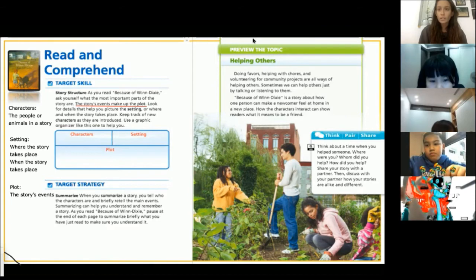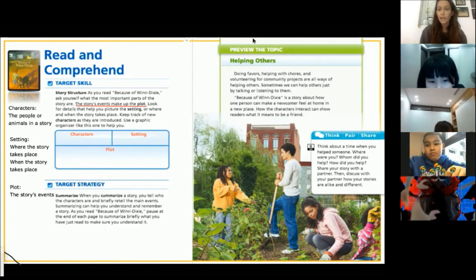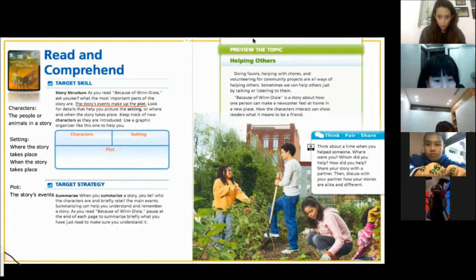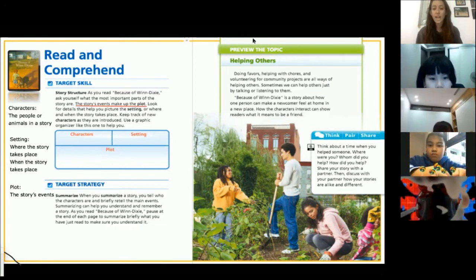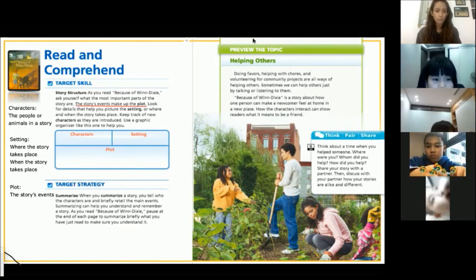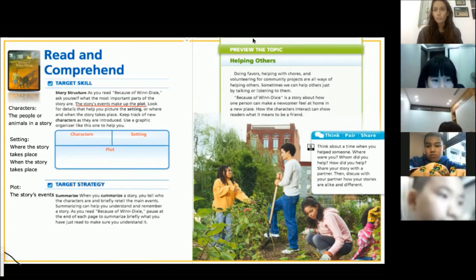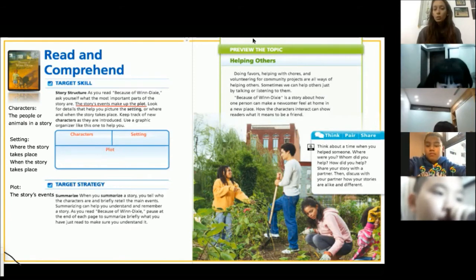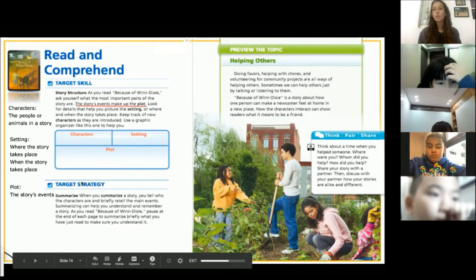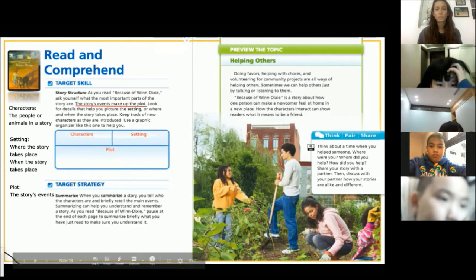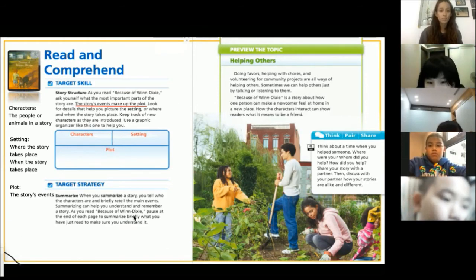Part of understanding story structure is recognizing the most important parts of a story. Okay, so that can be the beginning, the middle, the ending, but also when new characters are introduced. So in our story, we're going to think about the beginning, middle, and end, but also when new characters are introduced and what plot changes happen then. Okay, so we're also going to talk about summarizing.